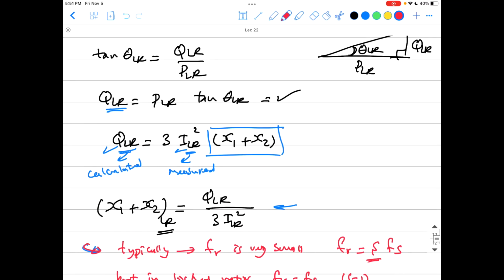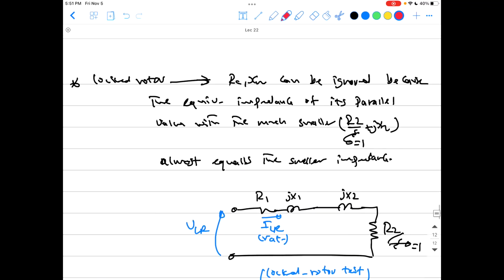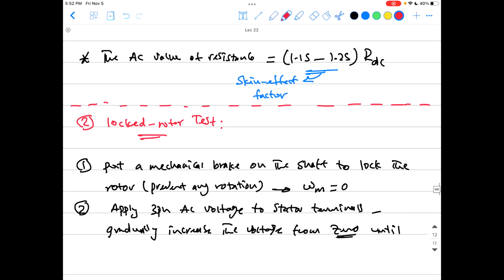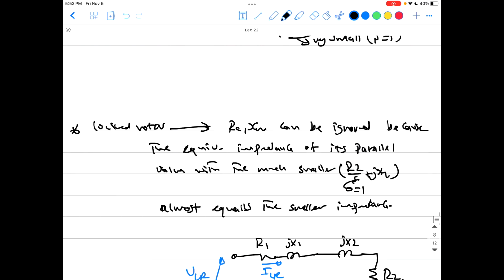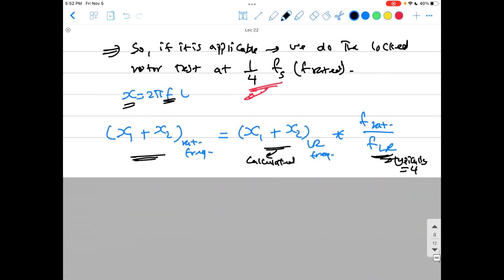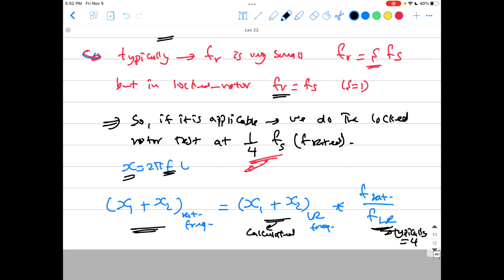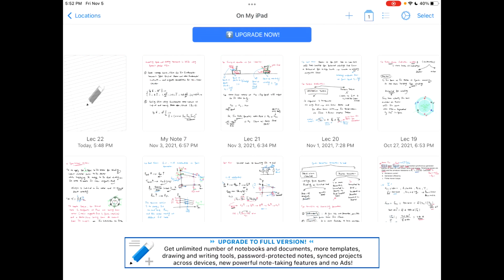Sounds good. So for the second test, the locked rotor test, we come here to find the other parameters. From this test, you can find R2, X1, and X2. And I've already found R1 before, so we have R1, R2, X1, X2, and the rest is just RC and XM, and for this we need another test.